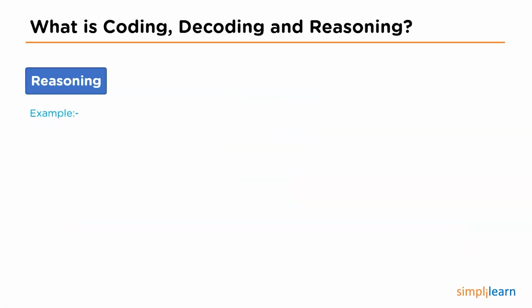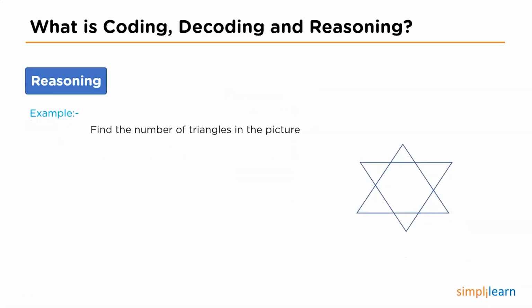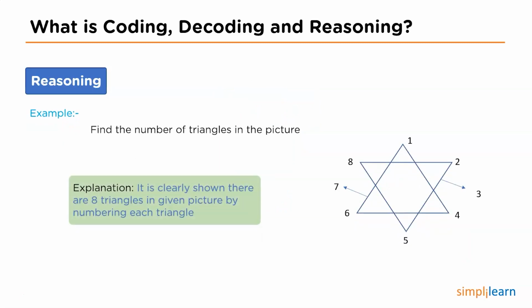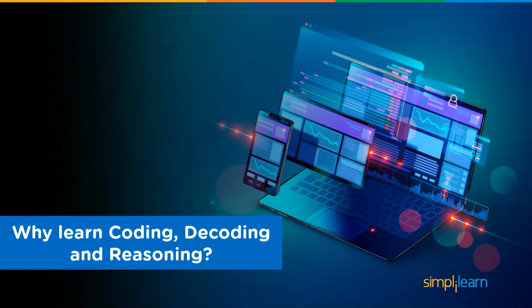Find the number of triangles in the picture. Explanation. In the above picture, there are some triangles. Our task is to identify the triangles using some rules. By numbering the triangles, it is easily identified. So, the total number of triangles in the image is 8. This is all about coding, decoding and reasoning.